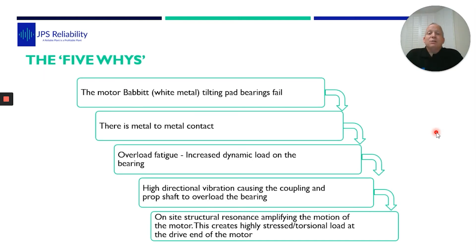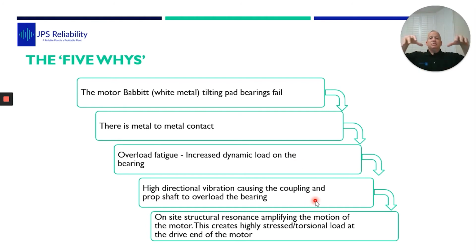And what we got is, well, why is it failing? Well, the motor powered by metal bearing tilting pads are failing because they've got metal to metal contact. Well, that metal to metal contact gives overload fatigue, increased dynamic load on the bearing, and the bearing fails. Well, it's doing that because we have very high directional motion.